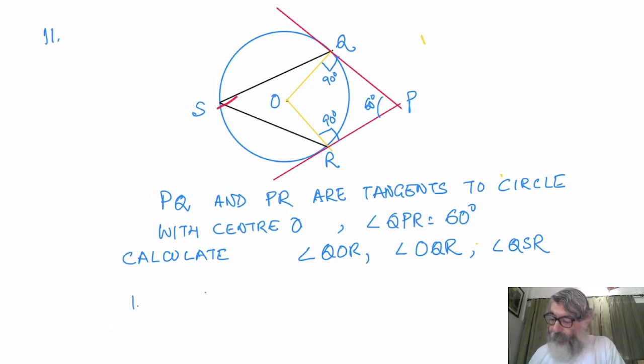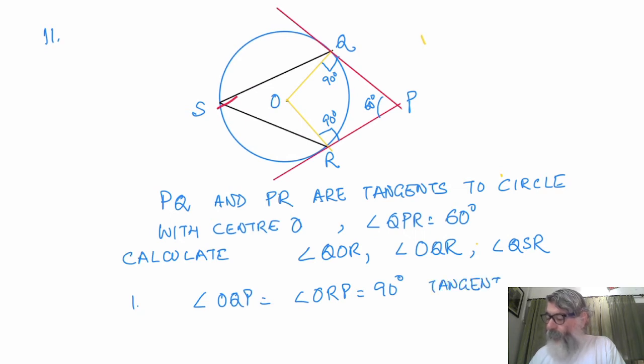First thing, angle OQP is equal to angle ORP is equal to 90 degrees. Tangent is perpendicular to radius. Tangent and radius are perpendicular to each other.